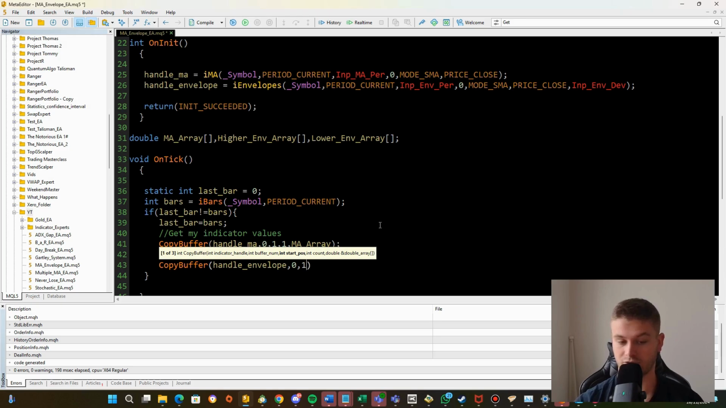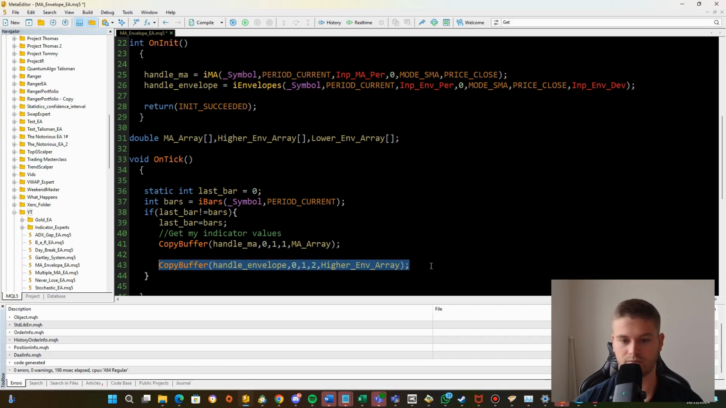So starting position is also 1, and count. In this case, I will need two values because I want to check the crossover of the price and the envelope. So I need two values to check the recent value and the previous value. And I will store this into the higher envelopes array.